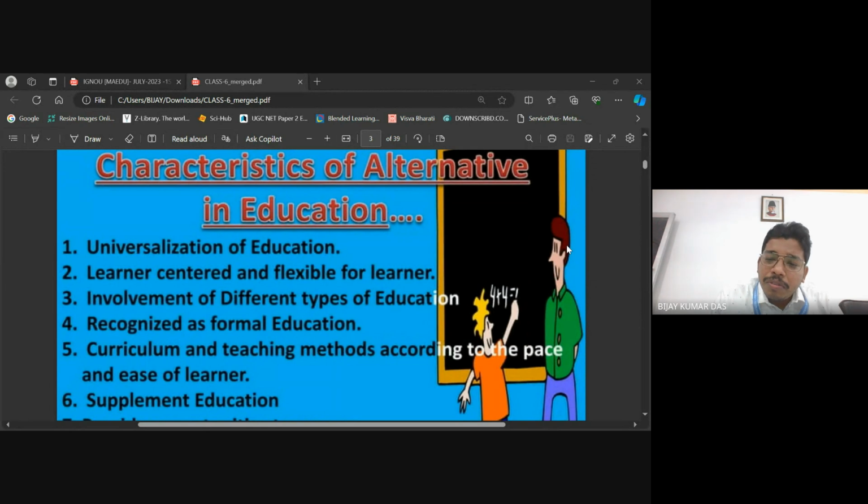And alternative education is a very systematic one. Just like the regular system, we have to face exams, you have to write assignments, and the assessment will be done properly in time, right? Then the alternative education is recognized as a formal education.